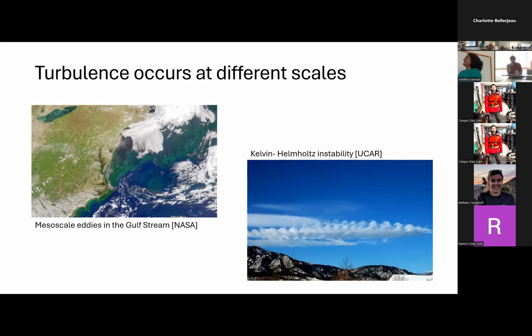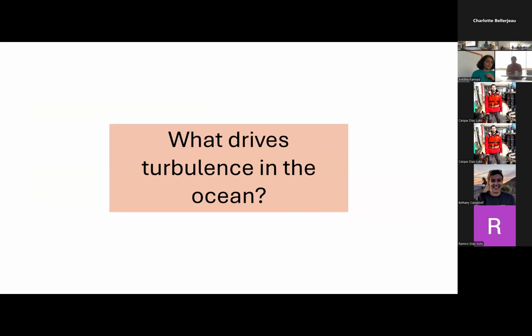So, some pretty pictures yesterday as well. These are some examples. You've got mesoscale eddies. You've got some Kelvin-Helmholtz instabilities, which we'll talk about. It's a bit of a teaser. And Charlotte, in her next lecture, will talk about how these different scales interact. And in this one, what we're going to focus on is what drives turbulence. So what's the process that's creating these turbulent structures?